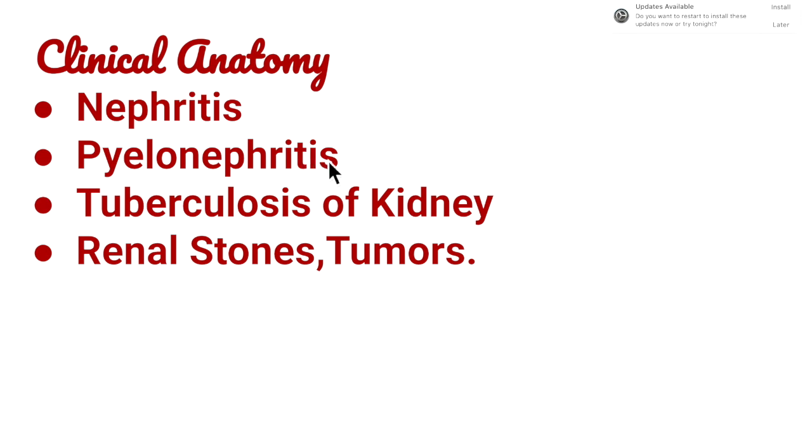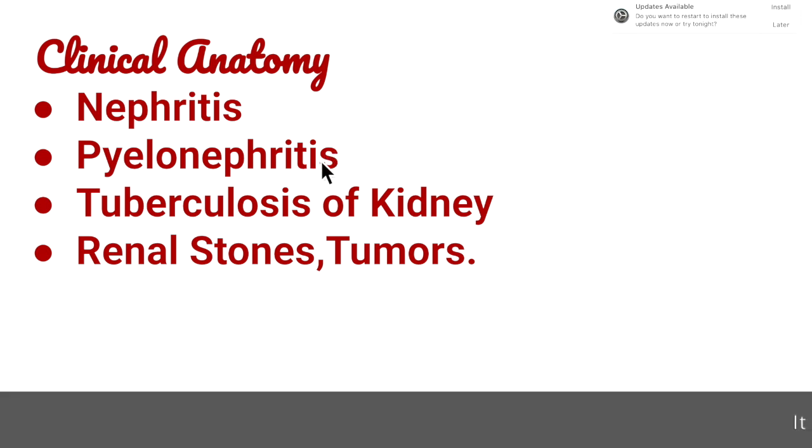Next one, pyelonephritis. This is a urinary tract infection which ascends from the urethra to the urinary bladder, from the urinary bladder to the ureters. Ultimately, it reaches the kidney. So it causes infection of the kidney, leading to chronic kidney disease. Next, the third condition is tuberculosis of the kidney. Sometimes pulmonary tuberculosis may spread to the brain and also to the kidneys.